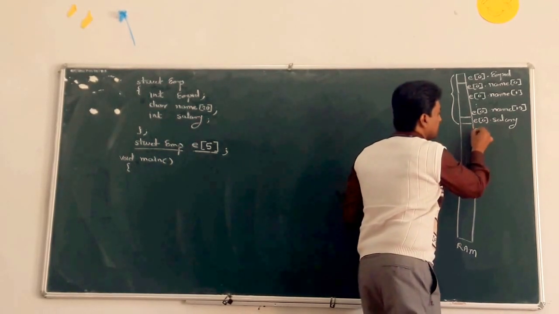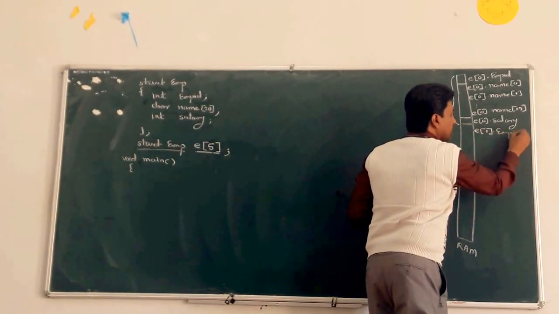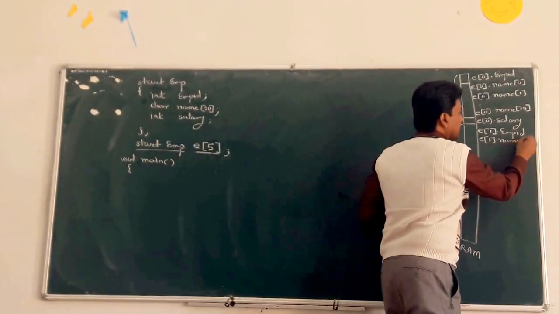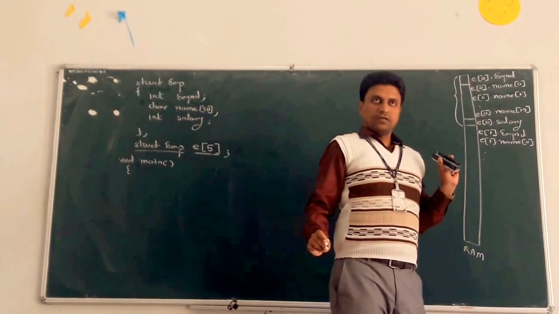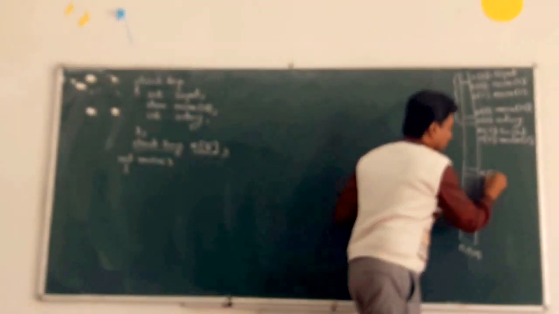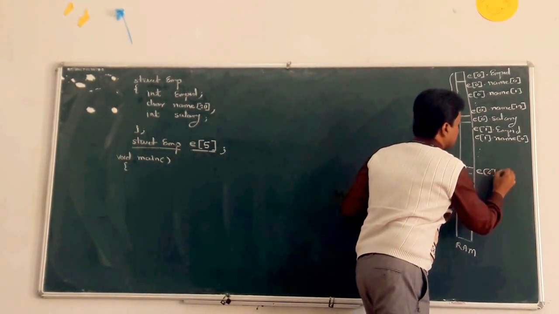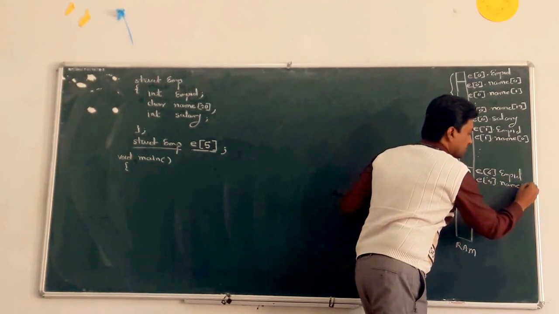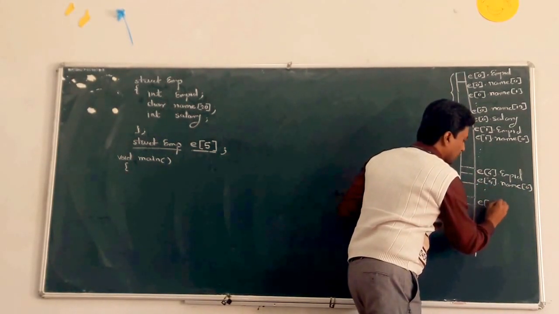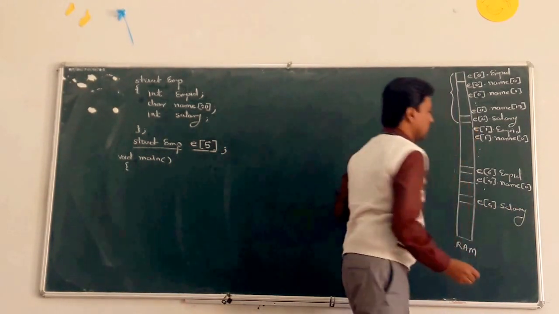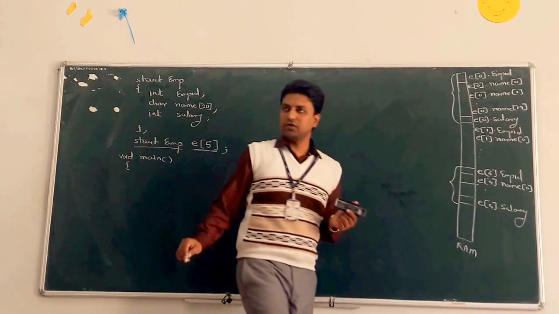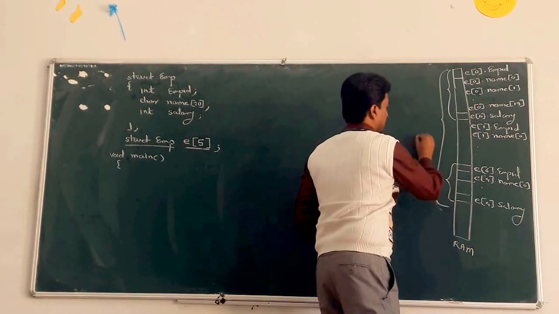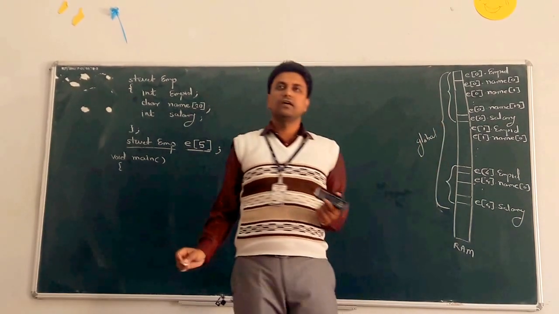Clear? So the next record is E of 1 dot employee ID, second E of 1 dot name of 0, like that. Understood? And the last record is E of 4 dot EMP ID, E of 4 dot name of 0, and after that E of 4 dot salary. That is the fifth employee record. That much memory is reserved on the global partition of your RAM.